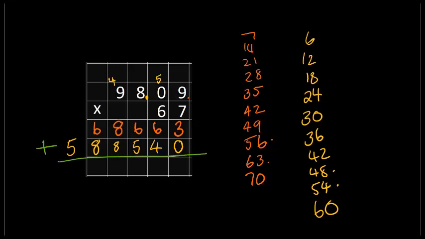And we're going to add them all together. 3 plus 0 is 3. 6 plus 4 is 10. 0 carry 1. 5 and 1 is 6. 6 and 6 is 12. 2 carry 1. 8 and 8 is 16. Plus 1 is 17. 7 carry 10. 8 and 6 is 14. Plus 1 is 15. 5 carry the 1. 5 and 1 is 6. And that's your final answer.